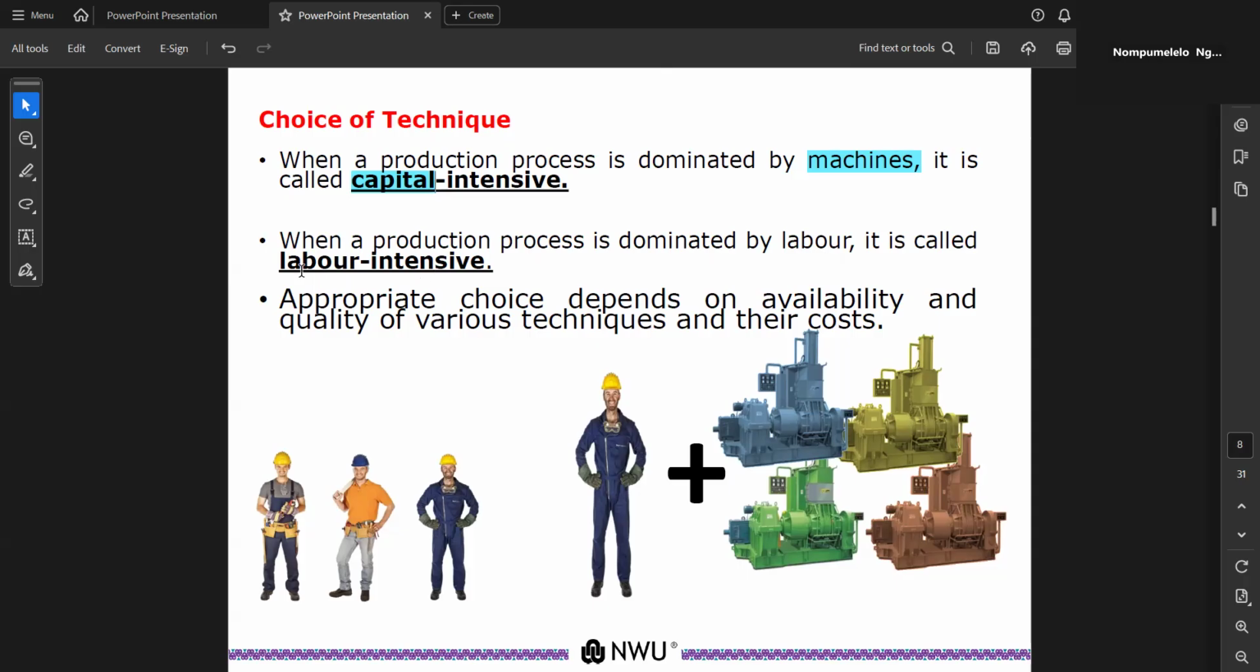Labor intensive, also from labor as one of the factors of production, and labor is people. So this means that the production process is dominated by labor, by people.